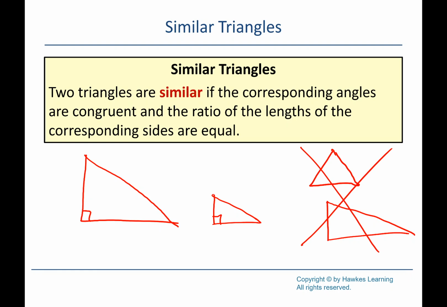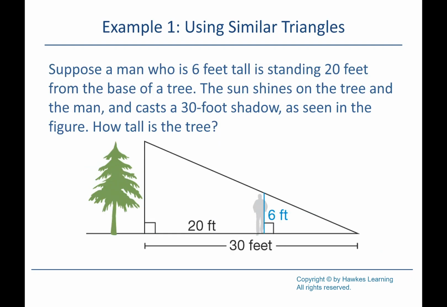All right, so look at one. Let's look at this one. Suppose a man who's 6 feet tall, standing 20 feet from the base of a tree, the sun shining on the tree and on the man, casts a 30-foot shadow for the tree. And we want to know how tall is the tree.